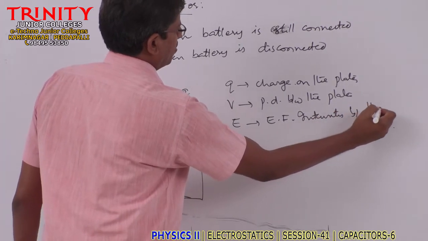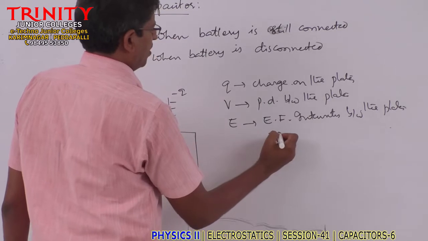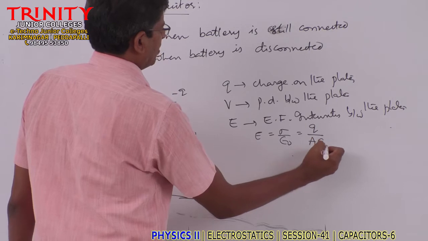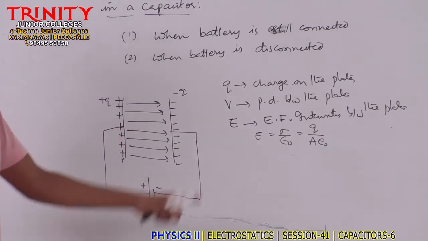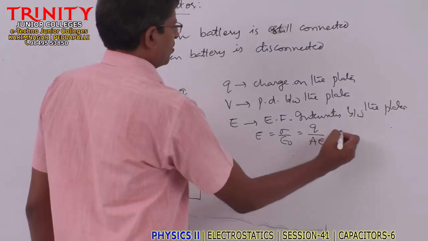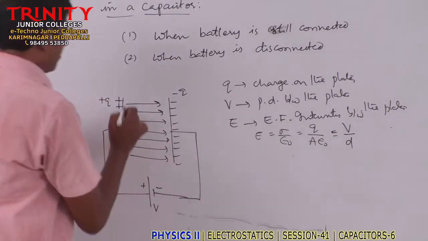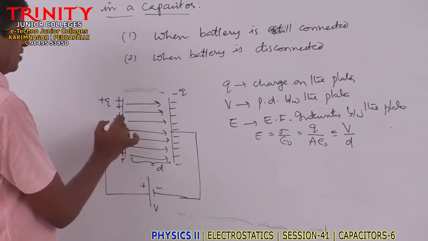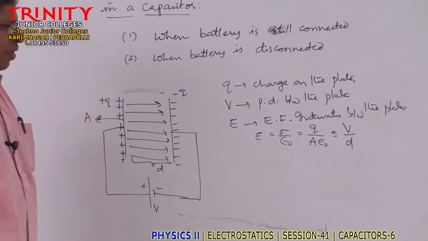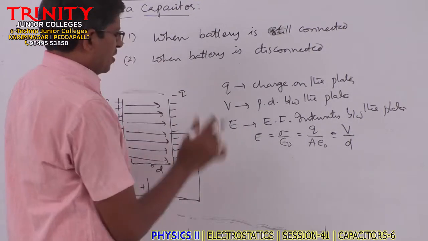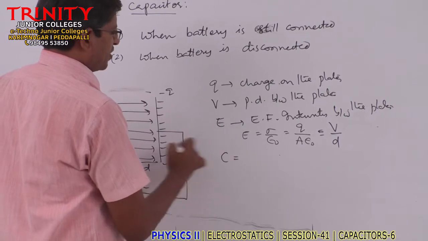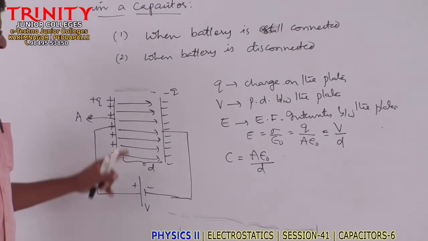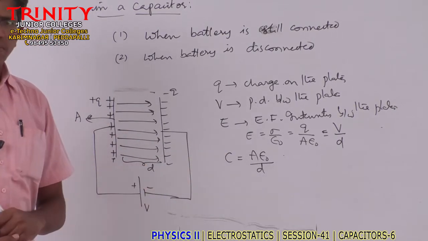You know the value of this: E equals sigma by epsilon naught, and sigma is nothing but charge density, that is charge per area, so E equals Q by A epsilon naught. You can also write E equal to V by D, where D is the distance between the plates and A is the area of the plates. You already know that, isn't it? Now, there is one more aspect here. The capacitance of this capacitor, whenever there is no medium and just free space, is A epsilon naught by D.